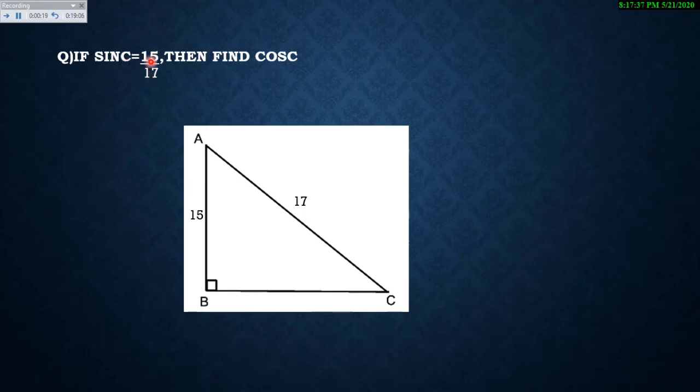Sin is opposite by hypotenuse. Now sin C is indicating the angle also. Where is the angle situated? On point C. The angle is situated on point C. So sin C, sin is opposite by hypotenuse.